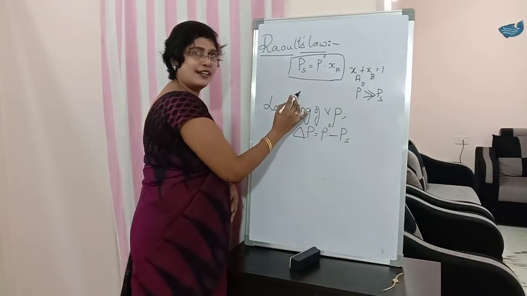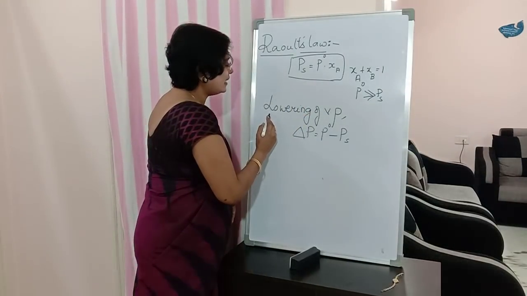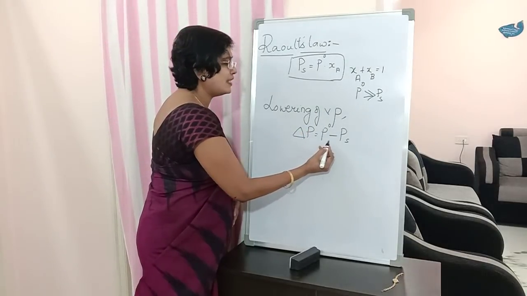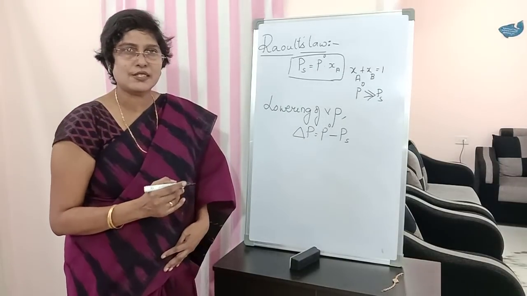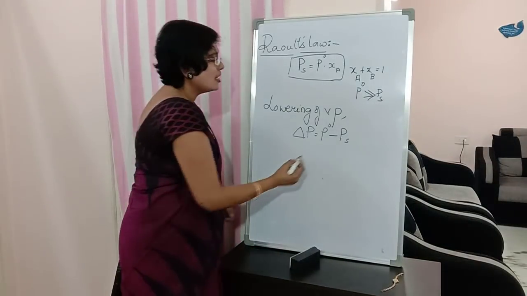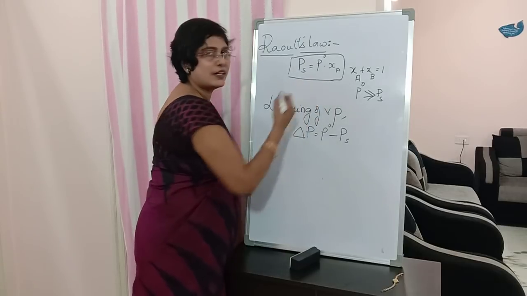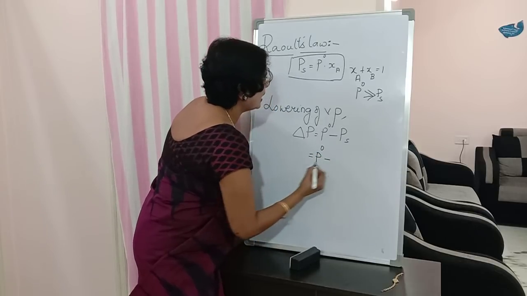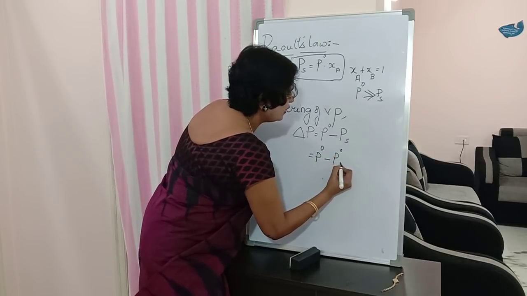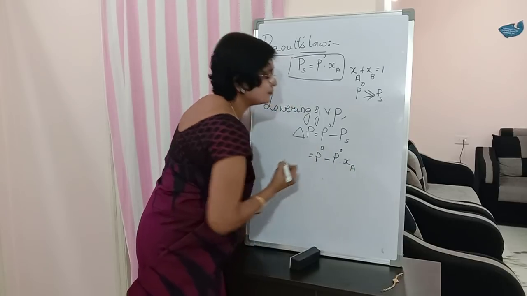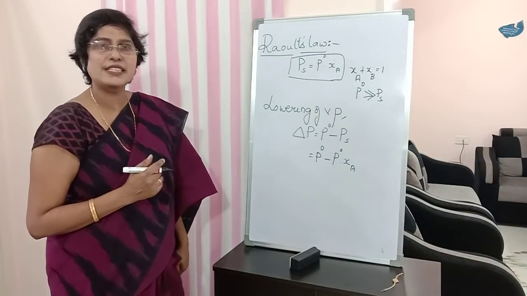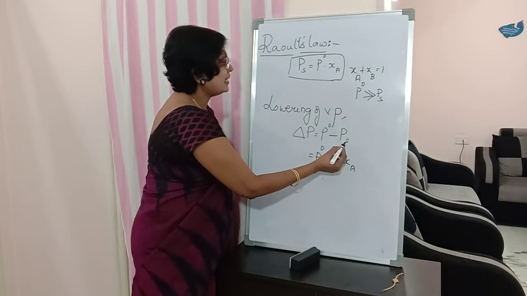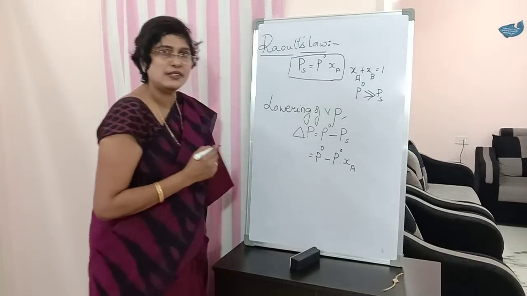Till here clear? Next, what did I take? Lowering of vapor pressure, delta P, is equal to the vapor pressure of solvent minus the vapor pressure of dilute solution, students. This we have learned in the previous class. But the PS value is P naught into XA. So I am writing here P naught minus P naught into XA. Have you written? It is P naught minus PS, with the value of PS from Raoult's law, P naught into XA.